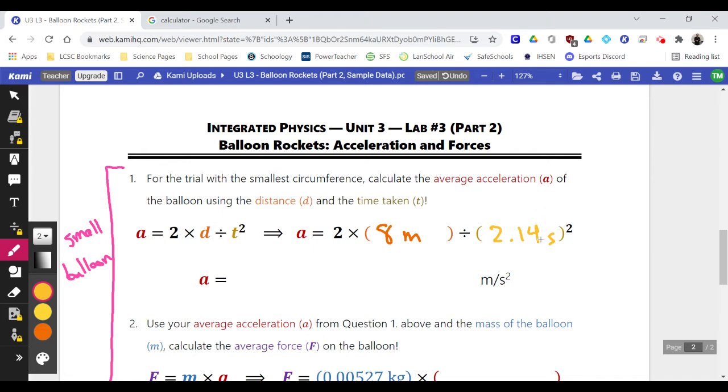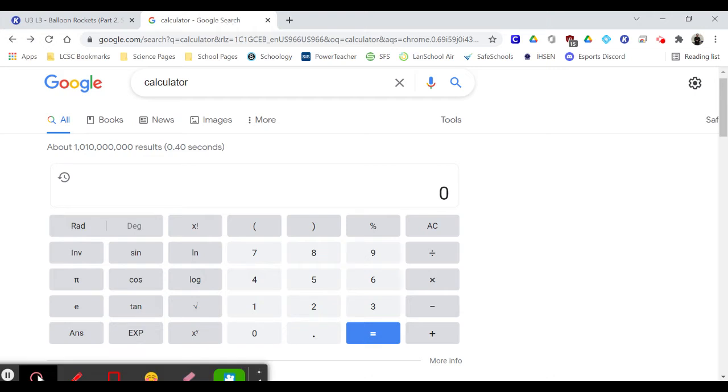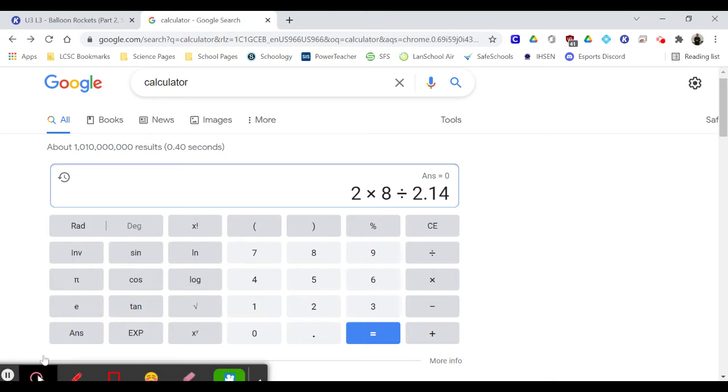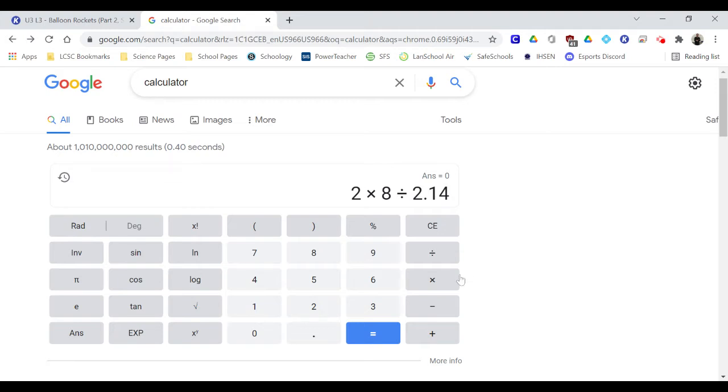Now, there are two ways you could do this in your calculator, whether you want to use the exponent or not. So I'm going to first show you how you can do it with the exponent. I'm just going to go to my Google calculator here and get that toolbar out of the way. Okay, so I'm going to take 2 times 8 meters and then divided by my time, which was 2.14. I'm going to get rid of that mouse pointer there. That's a little better. Okay, 2 times 8 divided by 2.14, and I want this 2.14 to be squared.